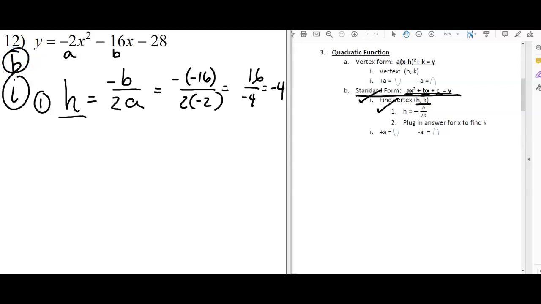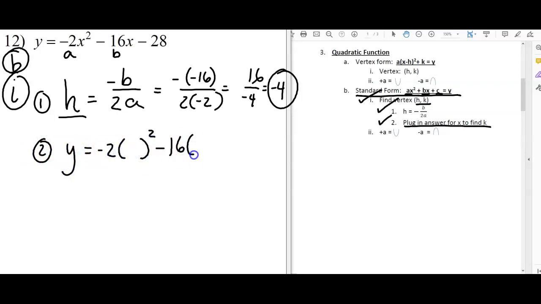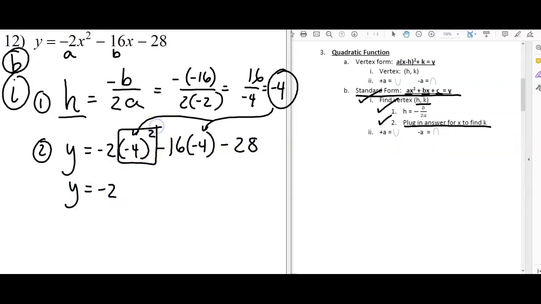All right, now we want to find our k value. And to find your k value, you're going to take that answer that we just got, and you're going to plug that in to find k. So I'm going to take my formula y equals -2 parentheses x squared minus 16x minus 28, and we're going to be plugging the -4 into these spots here. Got to remember your order of operations when you're doing these. Exponents are first, not multiplication.